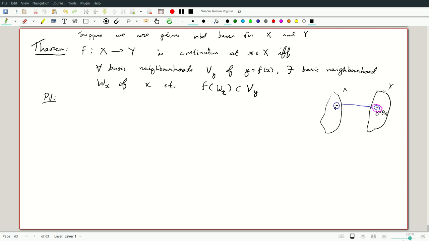Just one comment: what if we are not given a neighborhood basis for X and Y? We can consider all the mixed versions. We can take all open sets containing a point as being a neighborhood basis. So we can apply this where we take Vy to be all open sets containing y. Alternatively, if we have a neighborhood basis for Y, we can take Wx to be all neighborhoods of x. So this strictly contains the earlier definition of continuity, if we took all open sets containing a point as the neighborhood basis, and that is certainly a neighborhood basis.